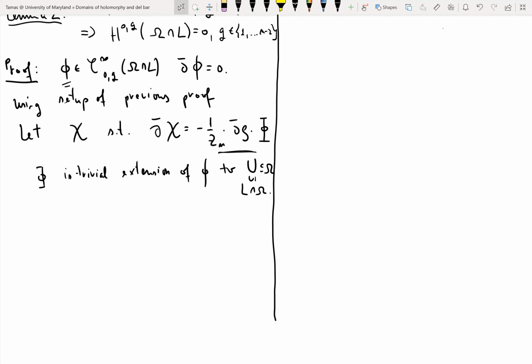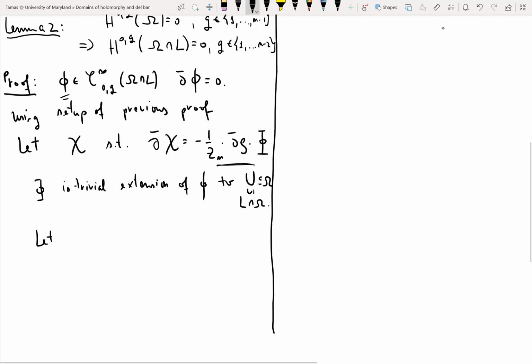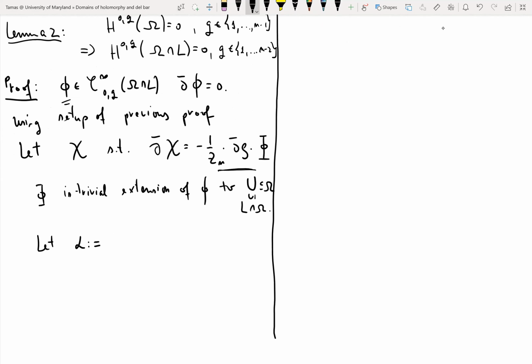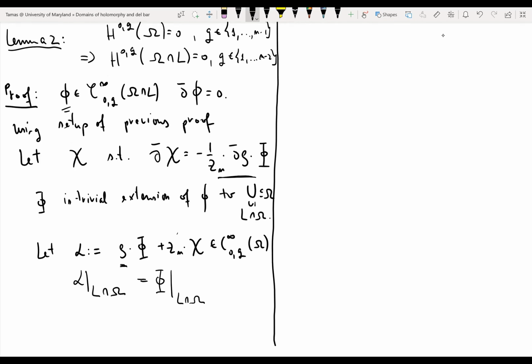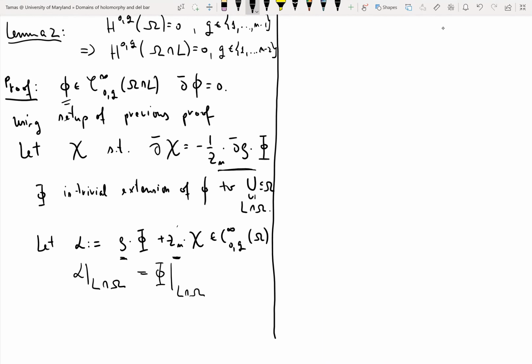So now let me introduce the following form. Let alpha be the following global form. So let it be rho times capital Phi plus Zn times chi. So this is a smooth 0q form in omega. Let's see what happens if I restrict it to L intersect omega. So rho is identically equal to 1 on L intersect omega, so I would just get capital Phi restricted to L intersect omega. Also, Zn is identically equal to 0 on L, so this is going to be just simply small phi, the form I started with.